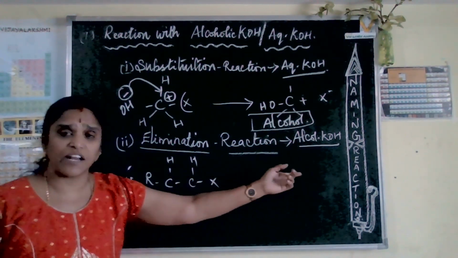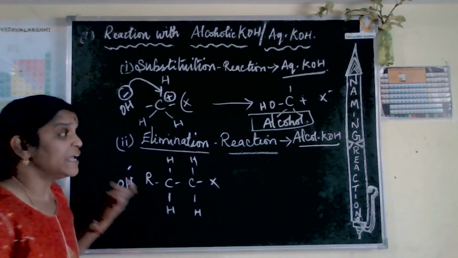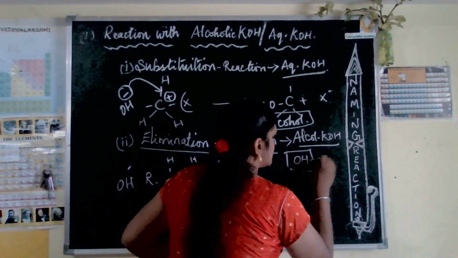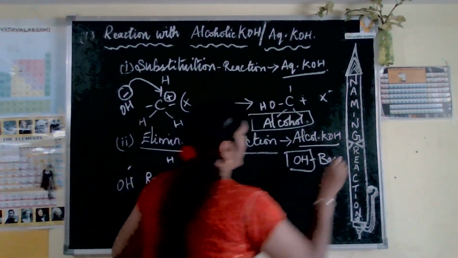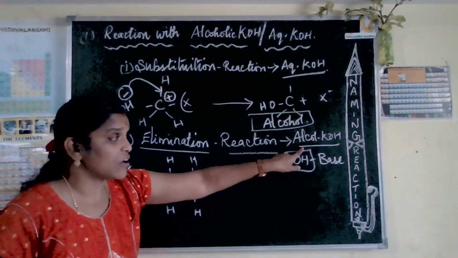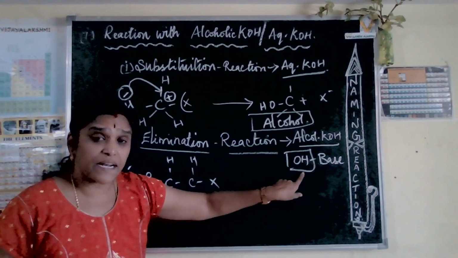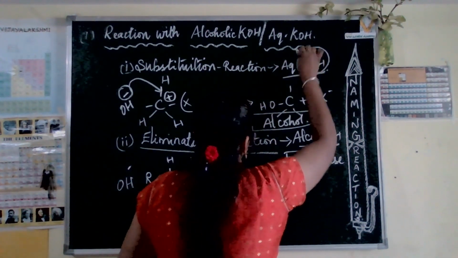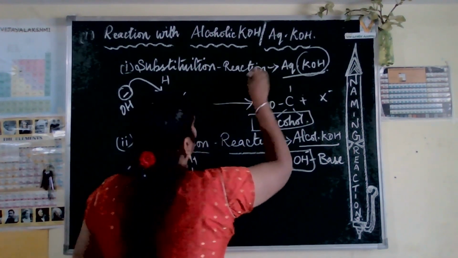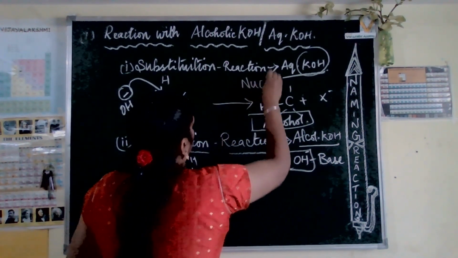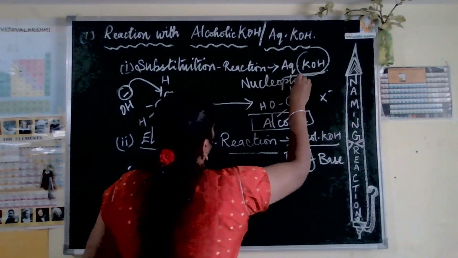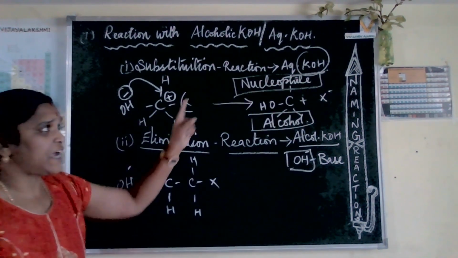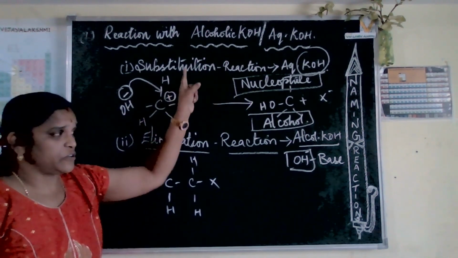Now the OH minus ion. Yes, of course, alcoholic KOH gives OH minus ion. Here that OH minus ion acts as a base. Please note down: in alcoholic KOH, this OH minus ion acts as a base, whereas in aqueous KOH, this OH acts as a nucleophile. Please note down so that it will be easy for you to understand.